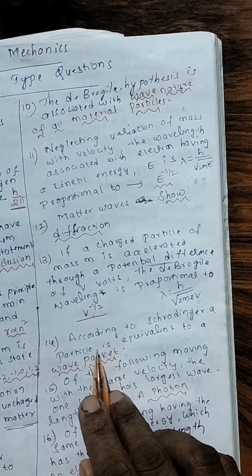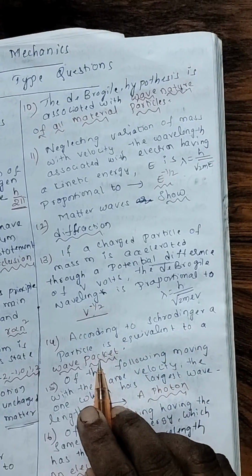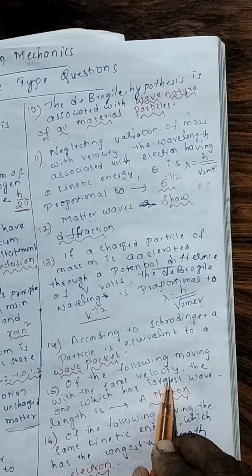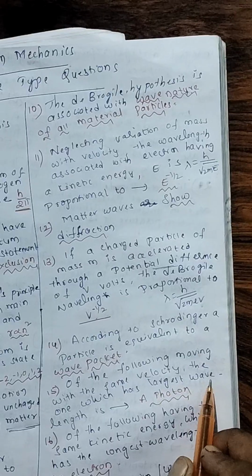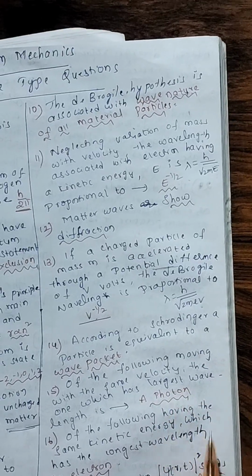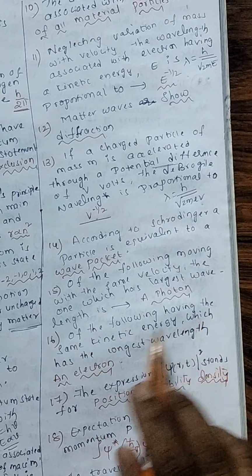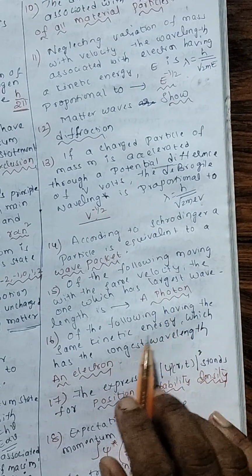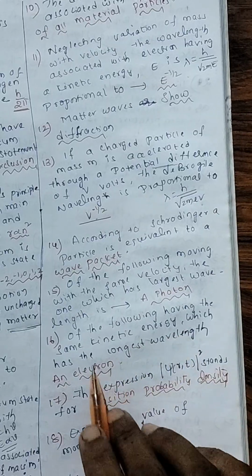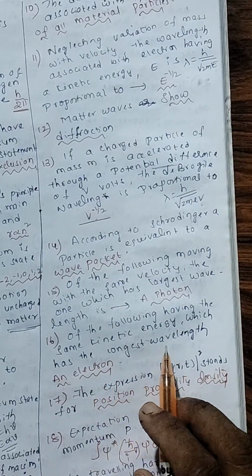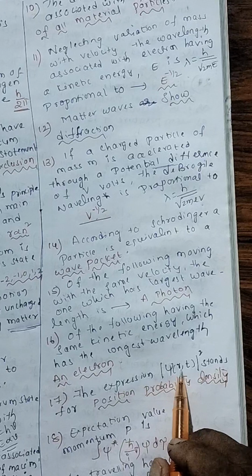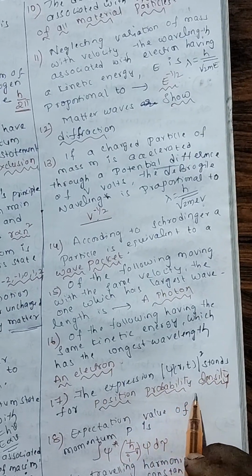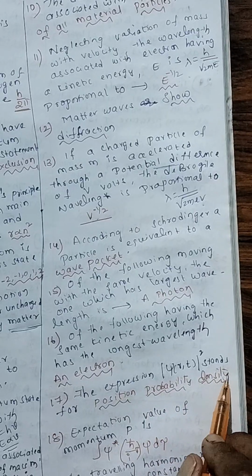According to Schrodinger, a particle is equivalent to a wave packet. Of the following moving with the same velocity, the one which has the largest wavelength is photon. Now next, of the following having the same kinetic energy, which has the longest wavelength is electron. The expression psi of r comma t whole square stands for position probability density.